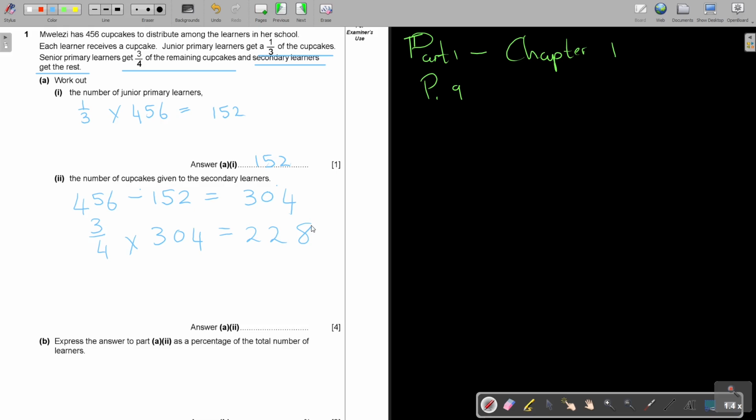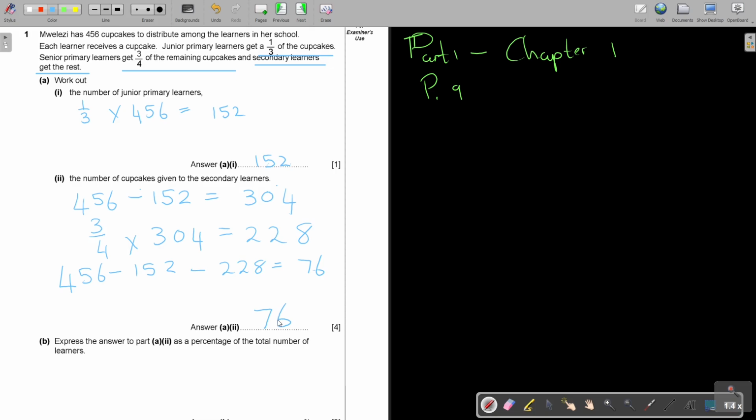So that is now for the senior primary learners. Now if I want to find the final secondary learners, I just take the total, which was 456, and I subtract the 152 of the junior primary, and I subtract the senior primary, the 228, and I'm getting 76. And that is my answer, 76.